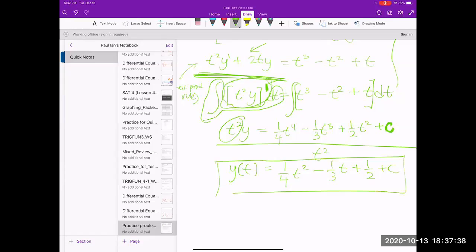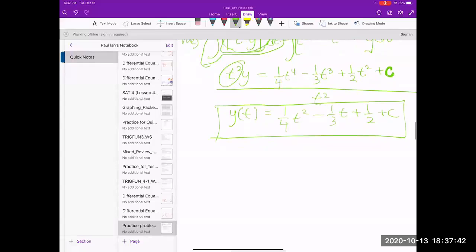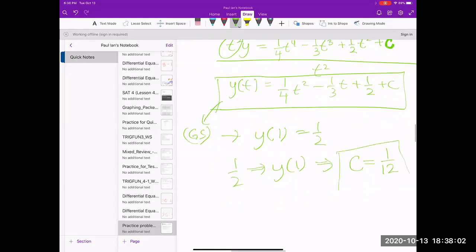And from here, you know how to do the initial value problem. After you get the general solution, you just plug in stuff, like this, right? And then from the y(1), you should get this whole thing. I'm not going to show it. You should get c equals 1/12.